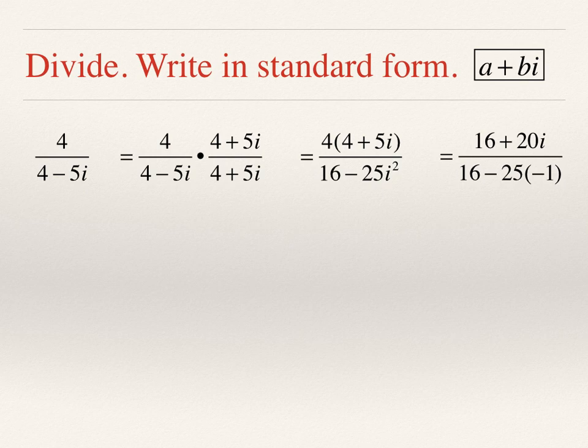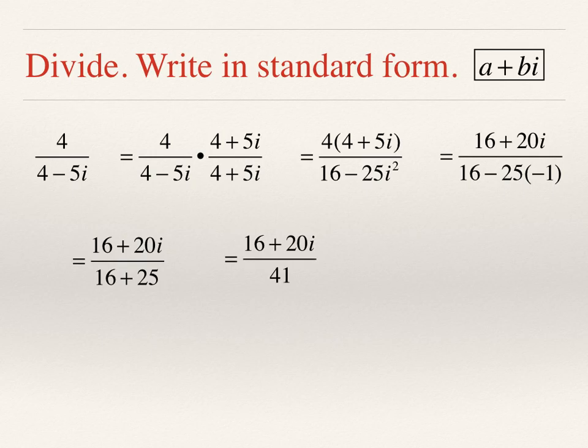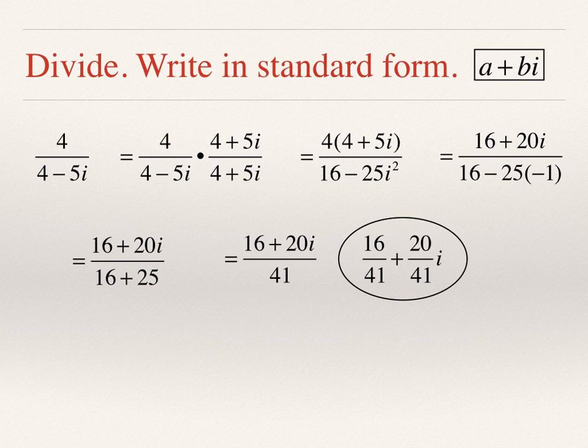Now let's simplify our denominator. Negative 25 times negative 1 is positive 25. I can simplify that further by adding 16 and 25. And now I want to break this apart to be a complex number into a real part plus an imaginary part. And I'm simply using the denominator and breaking this into two kind of fractional components. This is my answer because neither fraction can be simplified. So I have divided 4 by 4 minus 5i, and this is my quotient.